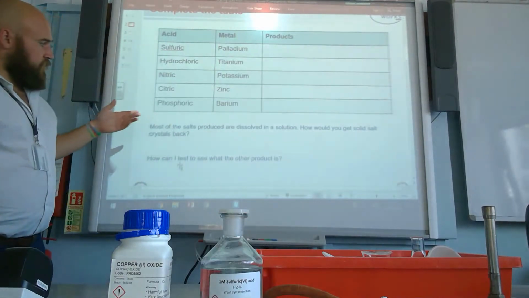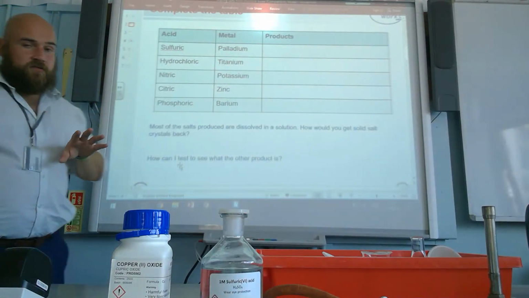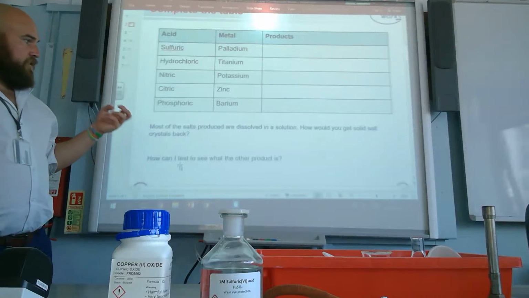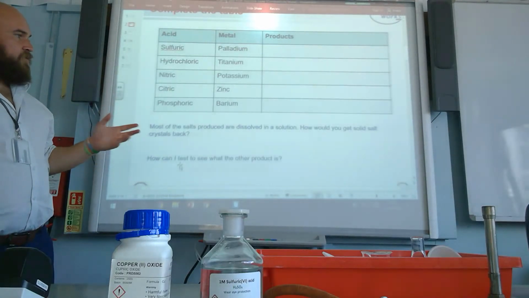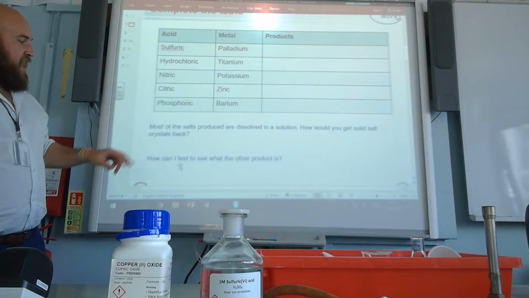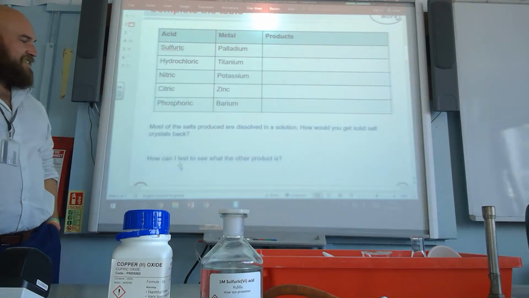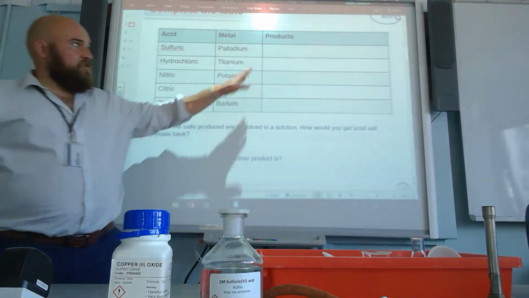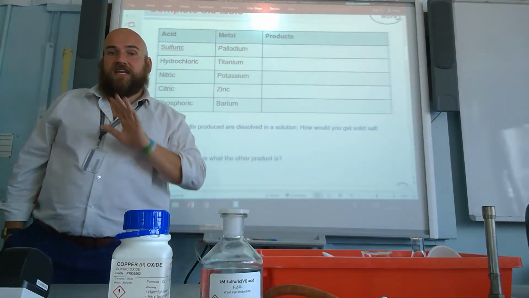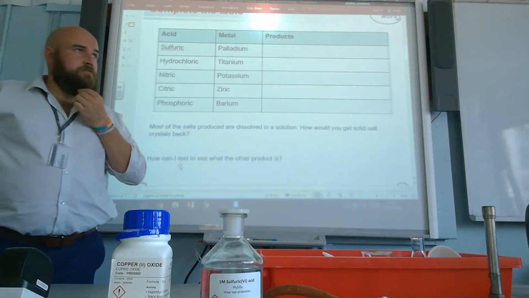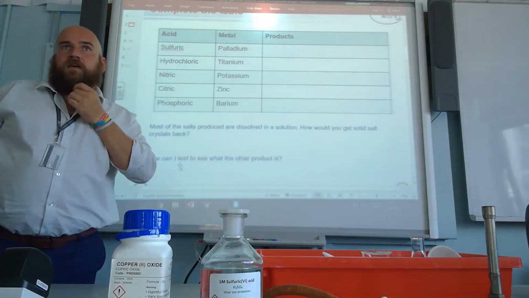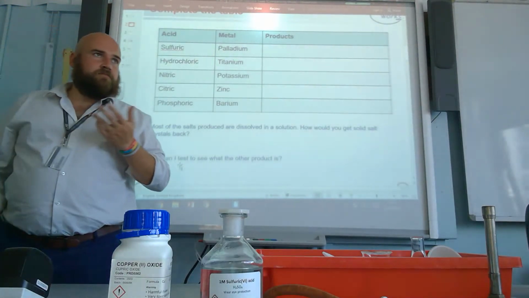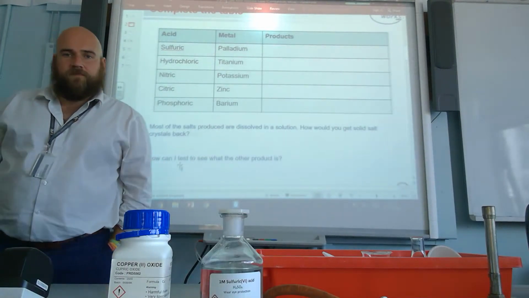And then, two extra questions. Most of the salts produced are soluble, so they're dissolved in a solution. How would you get the solid salt crystals back? And then the final question, how can I test to see what the other product is? There's a hint there. You're not just going to get one product in each case, you're going to get two. I'm going to give you 3 or 4 minutes just to have a go at that. If you're watching this video later, just sketch the table out and fill it in.